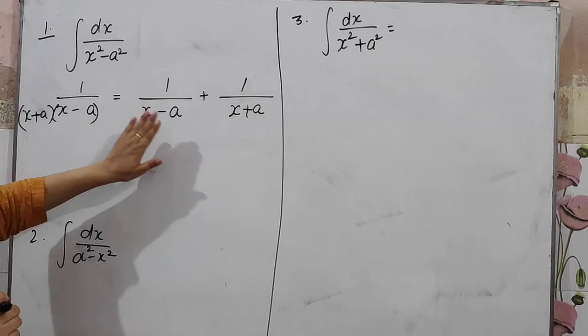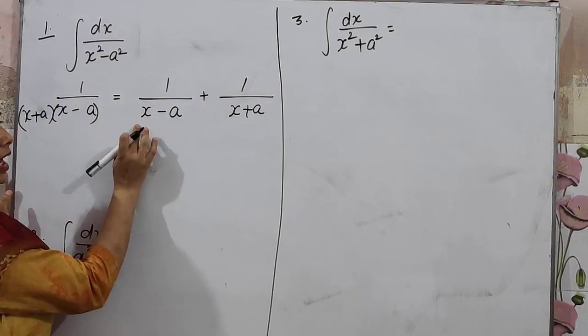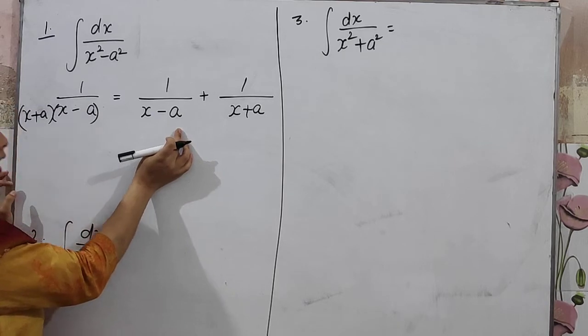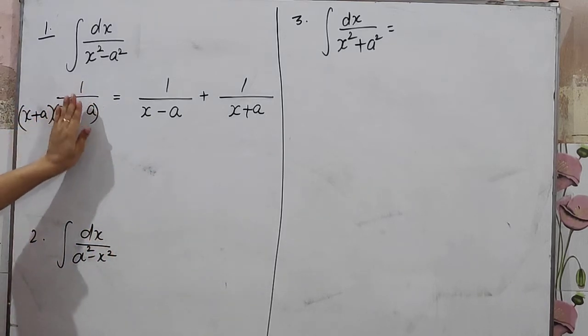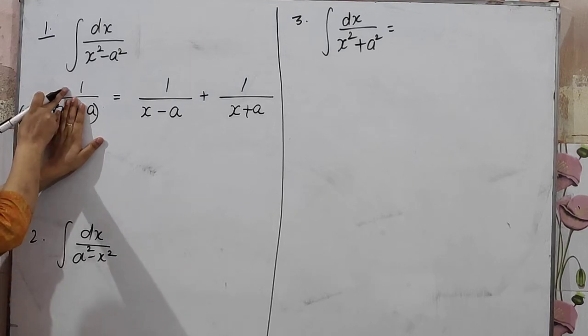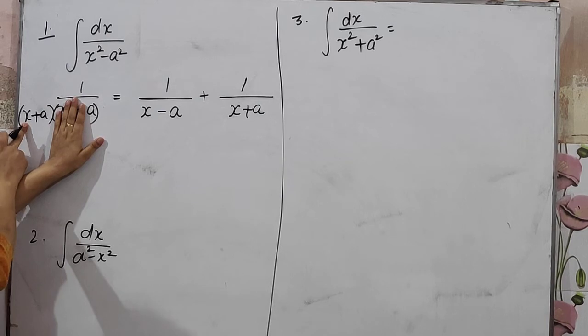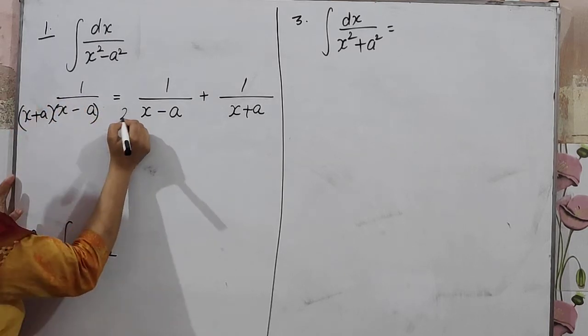Now what will you do? See students, this function will become 0 when x equal to a, right? So leave this function. Put x equal to a. This is not x, so 1 will remain as it is. When you will replace x by a, you will get a plus a equal to 2a.